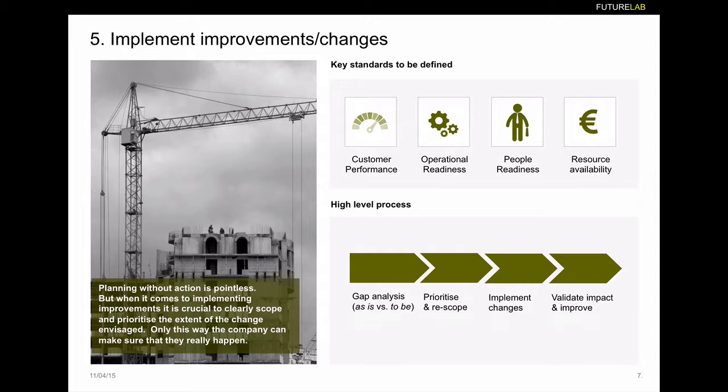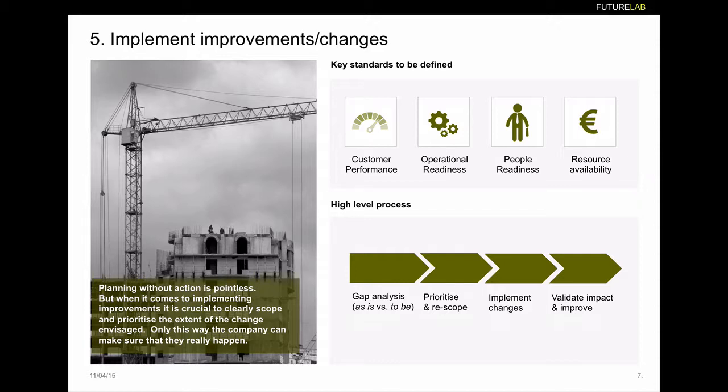And typically, as Futurelab, we look at them in those 4 steps. 4 steps meaning a gap analysis. What does reality look like today? What will it look like tomorrow? Customer perspective, operational readiness perspective, people perspective, resource availability perspective. Secondly, looking at all that information, ask ourselves again, have we got the right priorities?